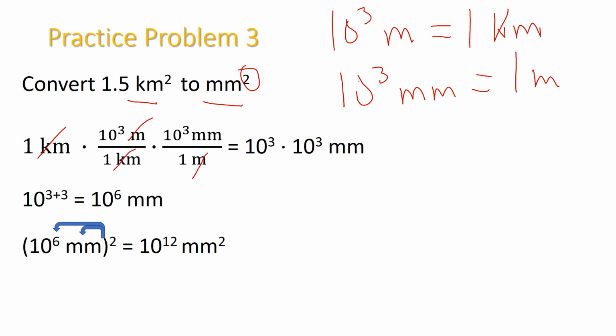Distributing the square to both the exponent and the units gives us 10 to the 12. Notice that's 6 times 2. 10 to the 12 millimeters squared. Continuing, I have 1.5 kilometers squared, so I multiply this 10 to the 12 by 1.5. That's my original number. And then this is the final answer, 1.5 times 10 to the 12 millimeters squared.